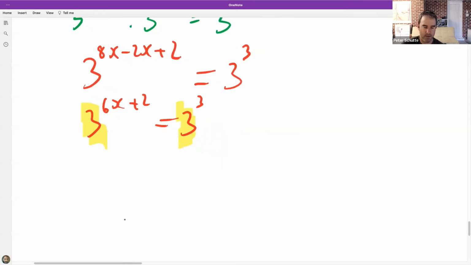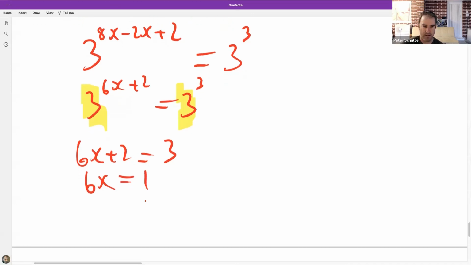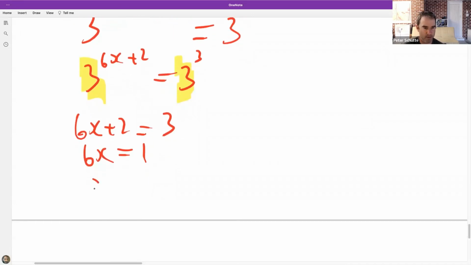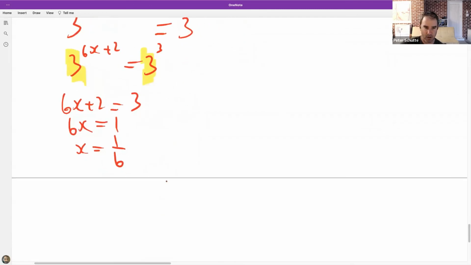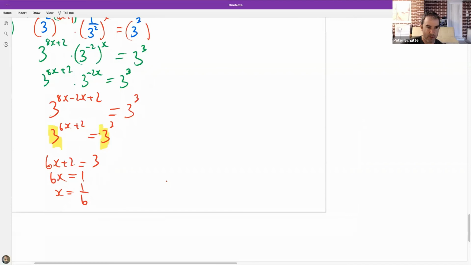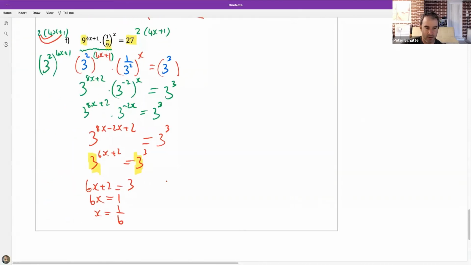I'll zoom in a bit. 6x plus 2 equals 3. Okay, now we just need to do some algebra. Take away 2 from both sides. And then divide both sides by 6. And we get 1 over 6. That was quite a question. Wow.